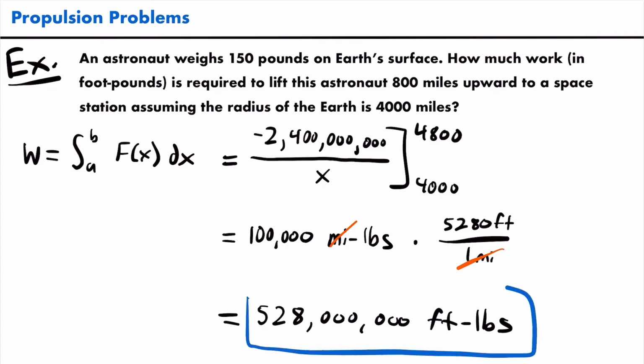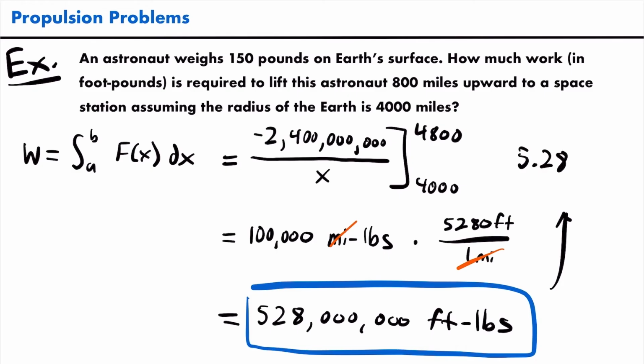Okay, so that is the work done by lifting an astronaut 800 miles upward from Earth's surface who weighs 150 pounds. And by the way, if you wanted to, you could express this answer in scientific notation if you are familiar with that. If not, not a big deal. Sometimes your calculator will do it for you, but this could also be expressed as 5.28 times 10 to the 8th power, and that would also be measured in foot-pounds. And so that could be another way to express your answer if you like scientific notation, but if not, not a big deal. Both of these answers are correct. Okay, and so with that, that is it for this propulsion problem.